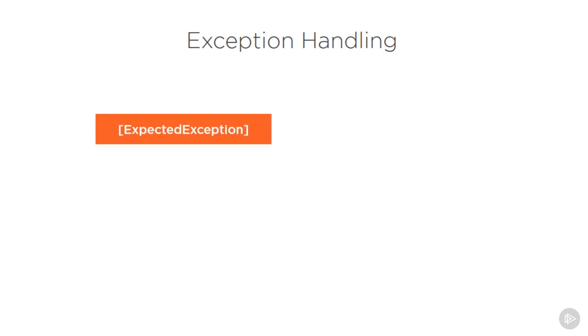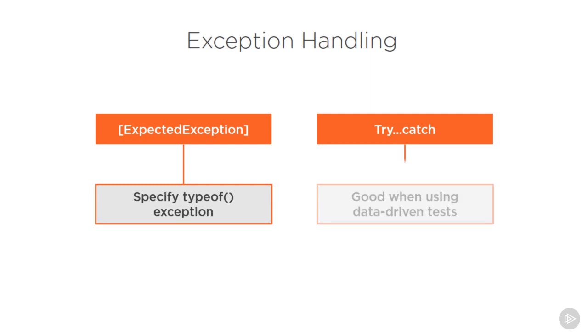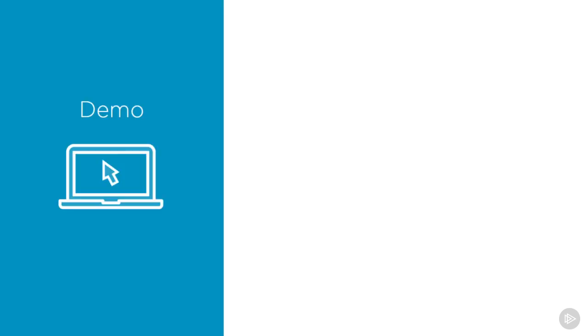When you have a method that's going to throw an exception, we have to make sure that we handle that. And there's 2 different ways. One is to use the expected exception attribute, where you specify the type of exception that this method is going to throw, and that way we know that the test passed. The second way is to use a try-catch, just like you normally would when you're writing code. We typically use the expected exception, except when we're using data-driven tests, which we're going to cover a little bit later in this course. Let's take a look at handling exceptions.